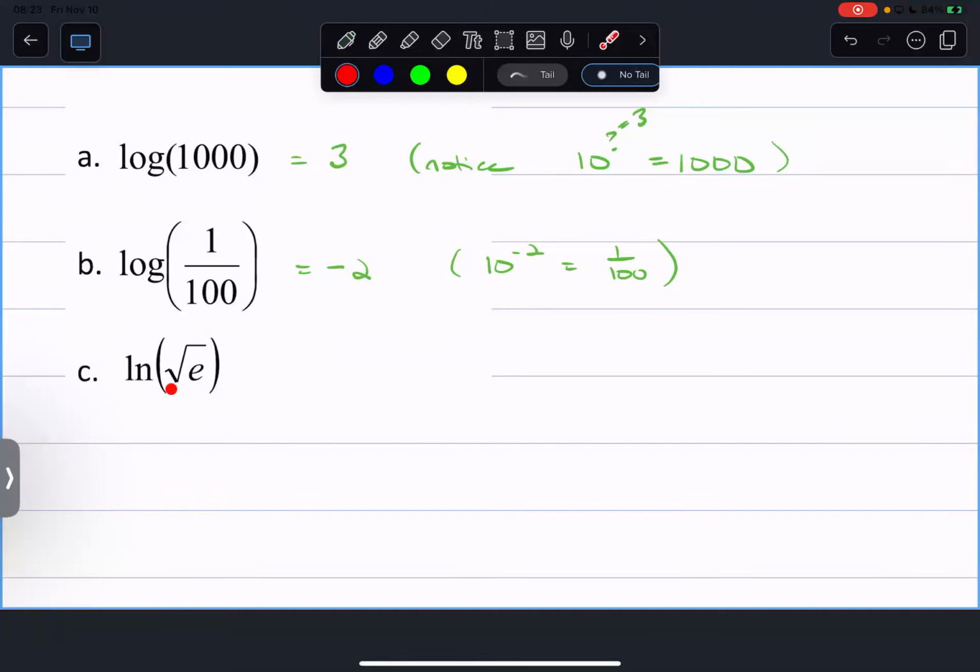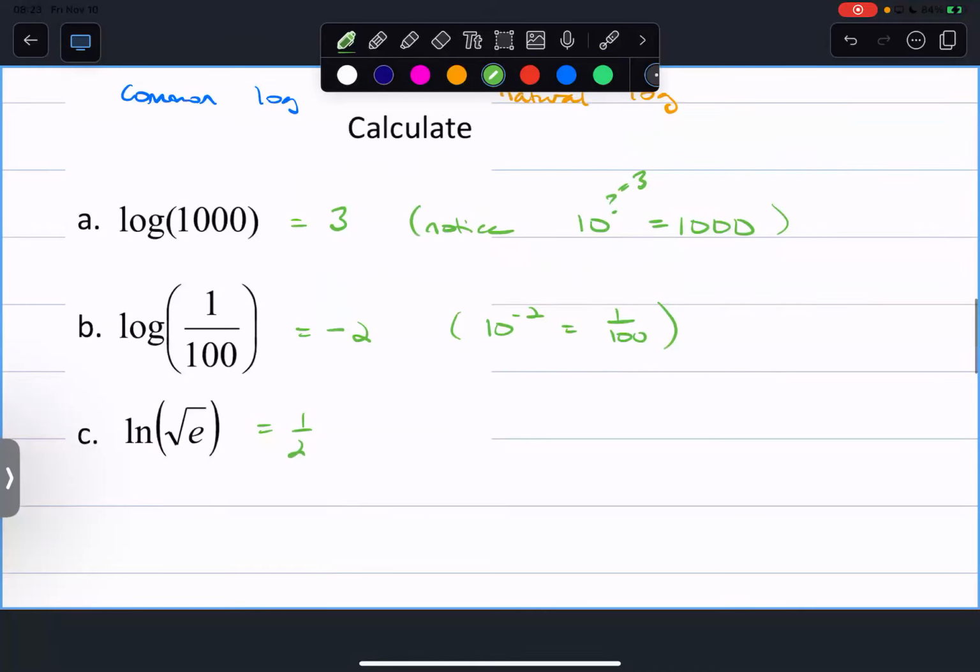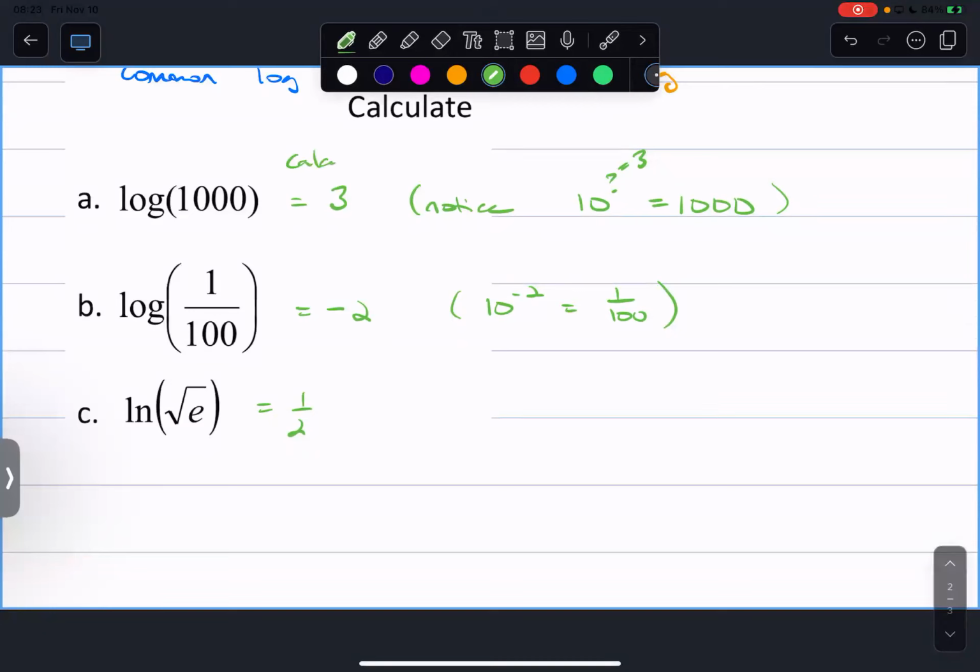What if we have the natural log of the square root of e? Let's try it. The natural log of the square root of e, I get 1/2 on our calculator. Maybe I'll notice here, calculator, right? That's where those values came from. Why is it 1/2?